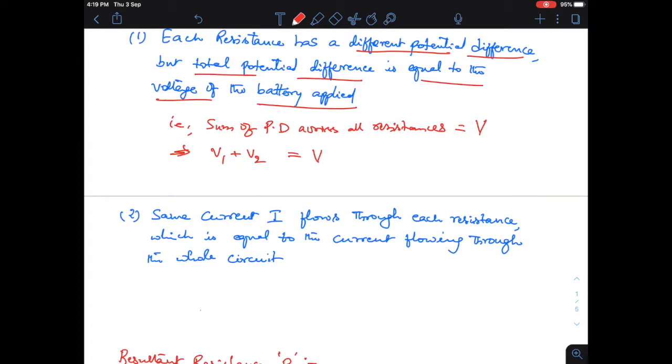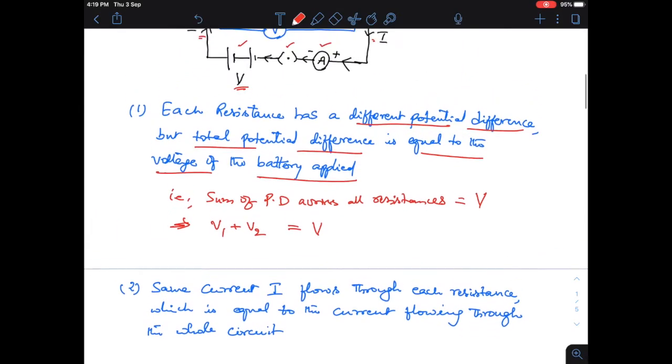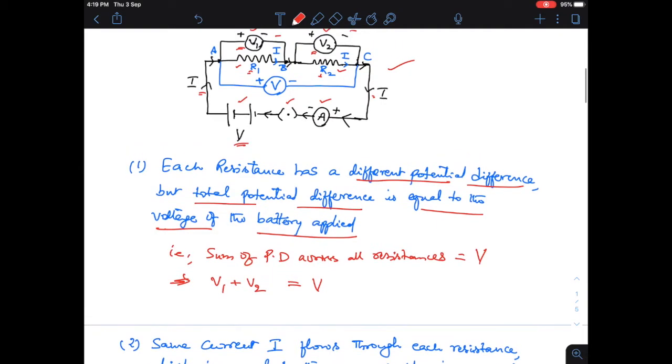Next point, the same current I flows through each resistance, which is equal to the current flowing through the whole circuit. So, what is the current flowing? I. You can see that I have represented I here, I here. So, the same current flows. This is the direction of the current. So, I flows through the circuit.